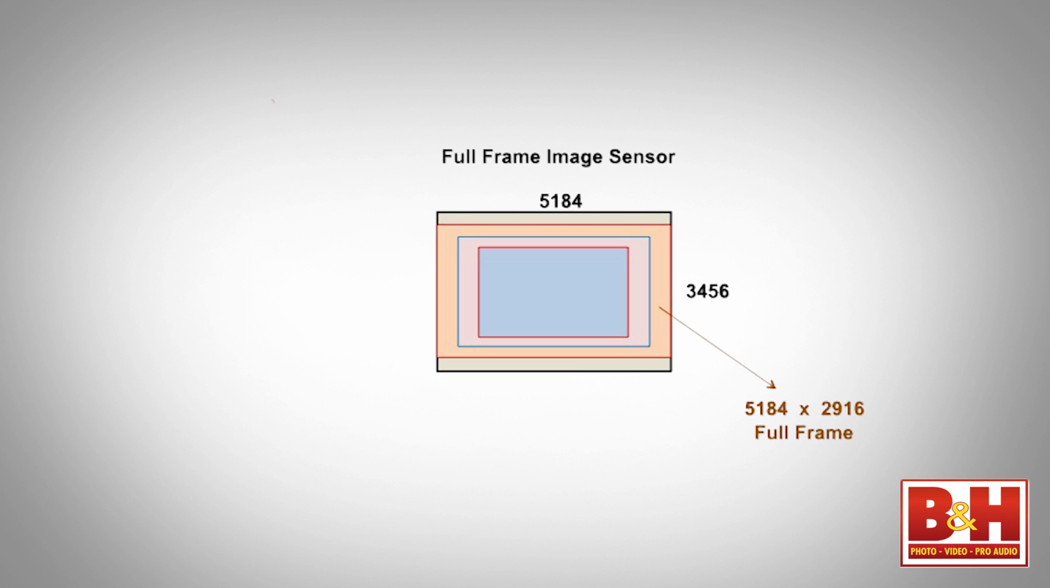The full frame sensor on this camera can be used to capture an HD image. But if you're capturing a 4K image, what this 18.1 megapixel sensor does is it windows down to an image that's 4,096 pixels across, which is somewhat smaller than the full sensor. And that's how 4K is recorded.